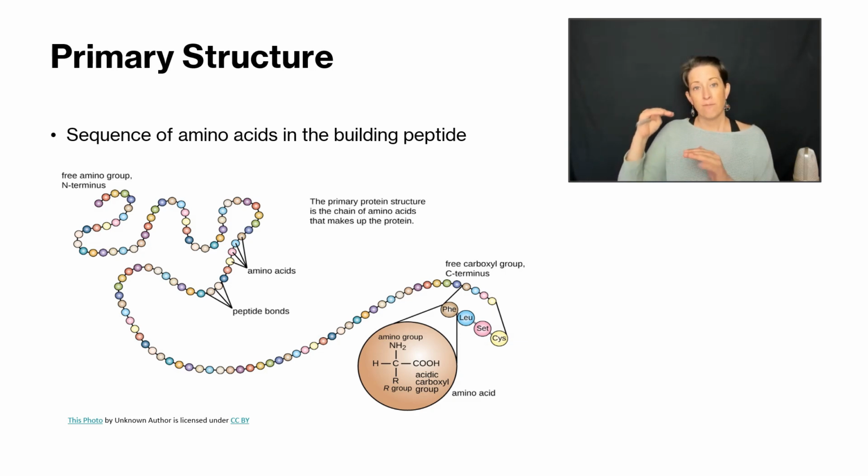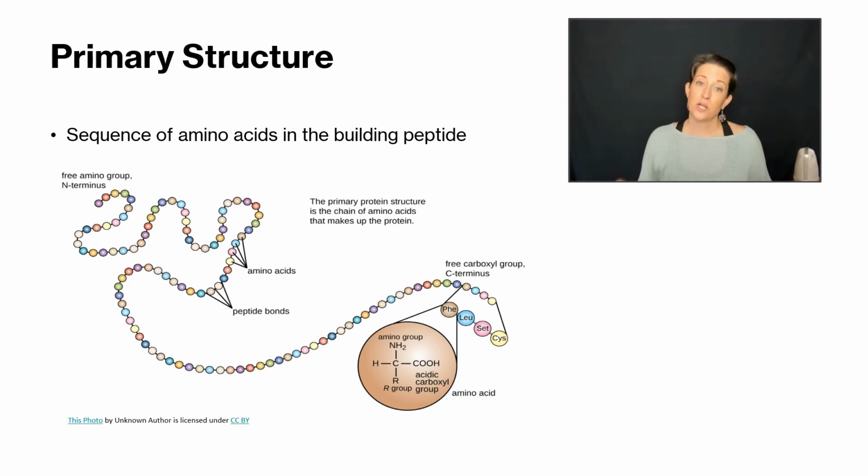Proteins have 4 different structures. The first one is our primary structure. And really, no protein is active in its primary structure. So really, the primary structure is the polypeptide. It's not until we get to the secondary structure that a protein becomes activated.